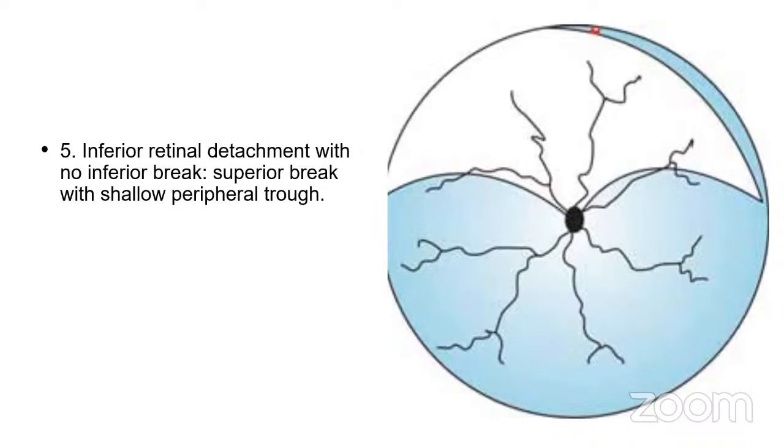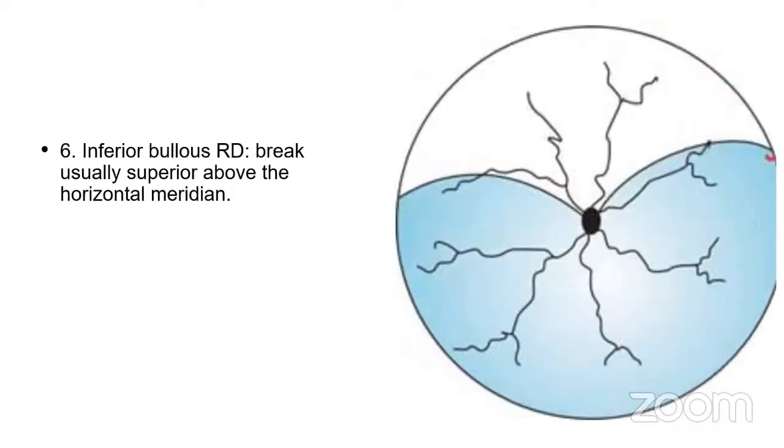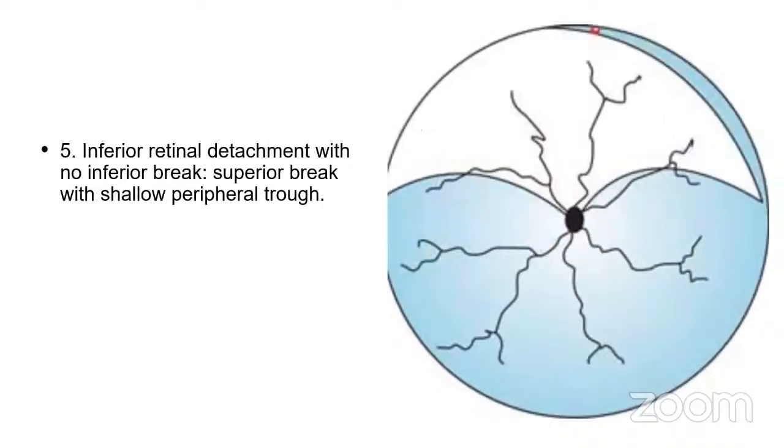So here the inferior detachment is crossing the horizontal midline. In the previous inferior detachment, it was not crossing the midline, so we were assuming the break to be at 6 o'clock position. Here it is a little bit extending above the midline. And in inferior... go back to number 5.